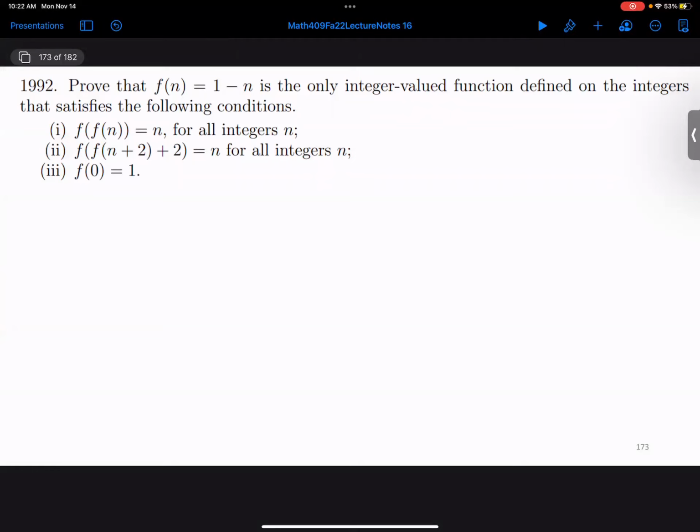Arthur C. Clarke. Okay, so for this problem, they're giving you the proposed function. F of n is 1 minus n. What's the first thing you should do?